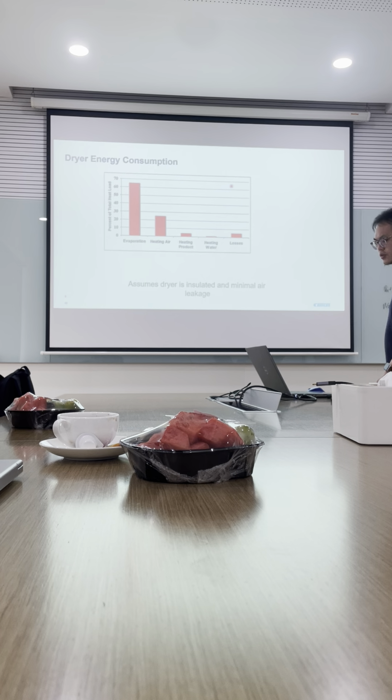This is the proportion of each kind of energy consumption. The evaporation is very high, about 60 to 70 percent. Heating the air is about 25 or 30. Heating the product is only about 3 to 5, and heating the water is about 1 or 2. The others are small.